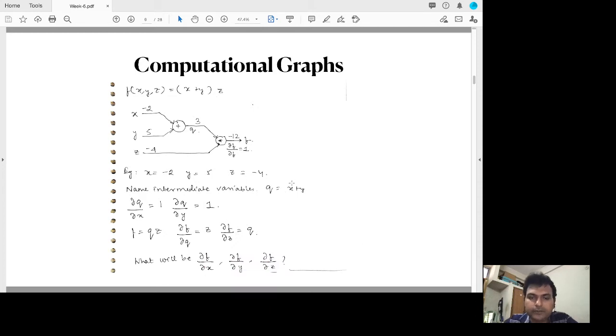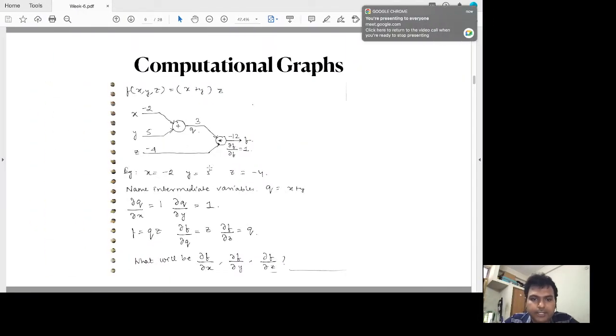I hope you are clear with all of these, because these are basic calculus stuff. So name the intermediate variable q. You may not name it, but just for convenience, let me write the intermediate variable as q. So the intermediate variable q is given by x plus y, which you can see comes out after you have added up x and y. So q is simply x plus y.